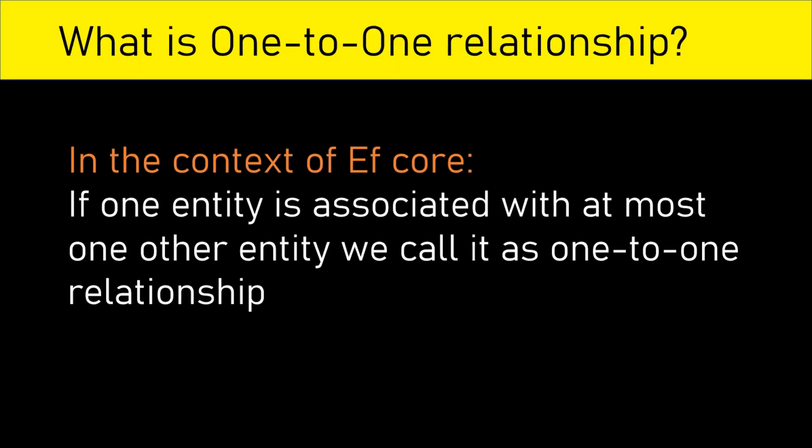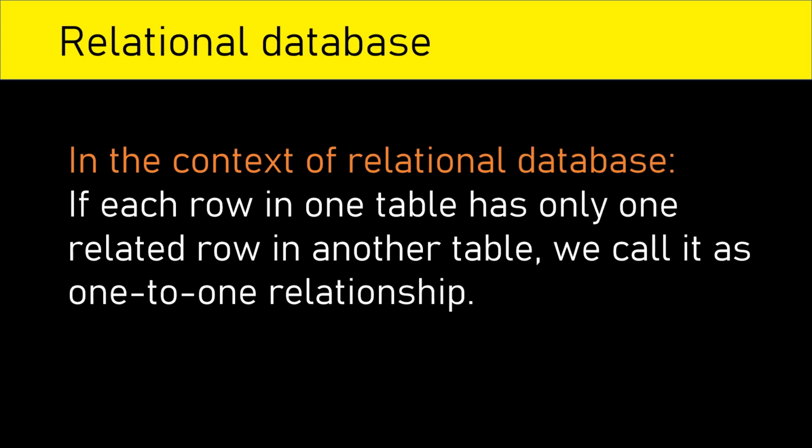What is one-to-one relationship? In the context of Entity Framework Core, if one entity is associated with at most one other entity, we call it a one-to-one relationship. If we talk about a relational database, if each row in one table has only one related row in another table, we call it a one-to-one relationship.